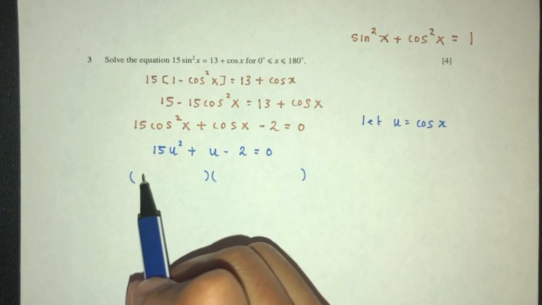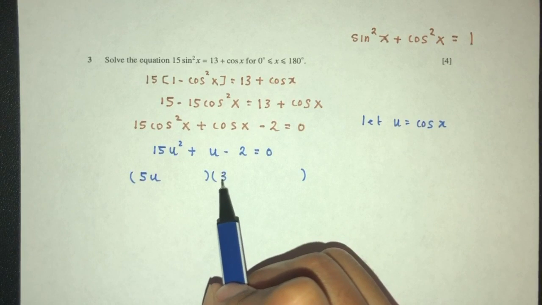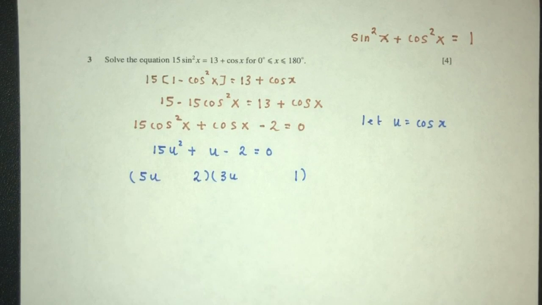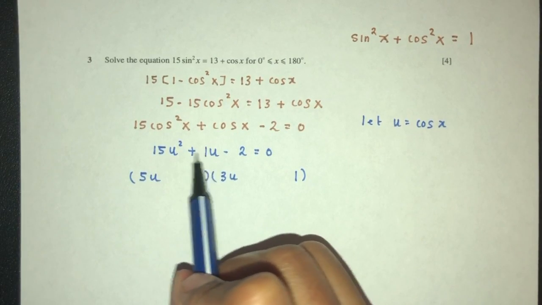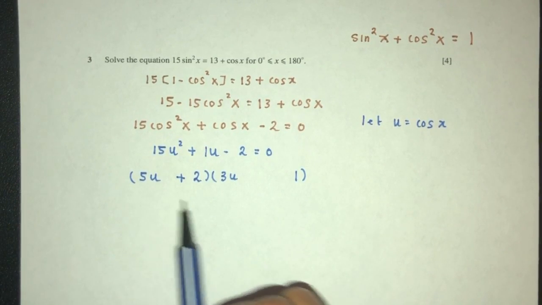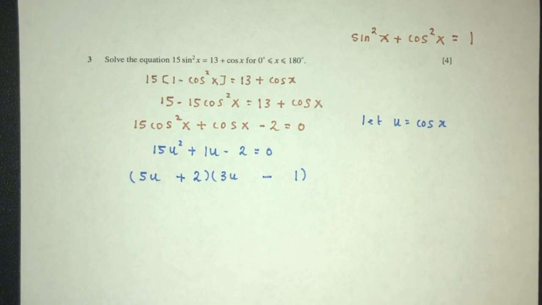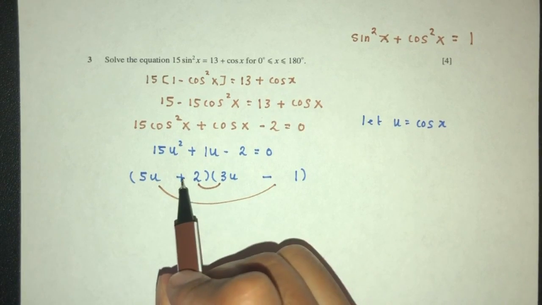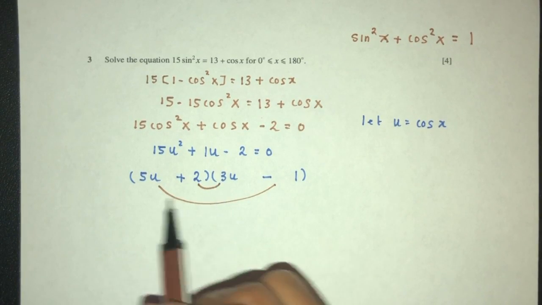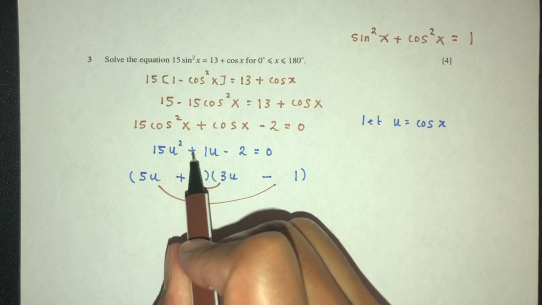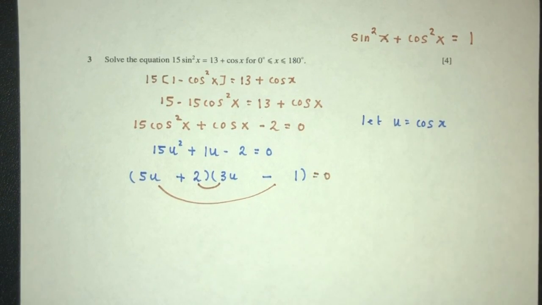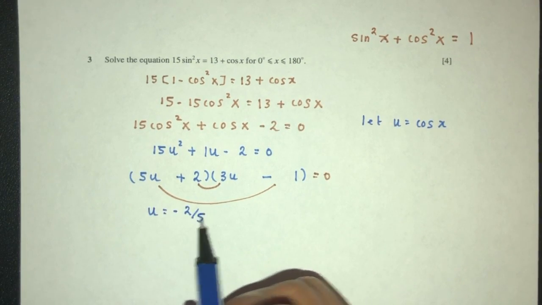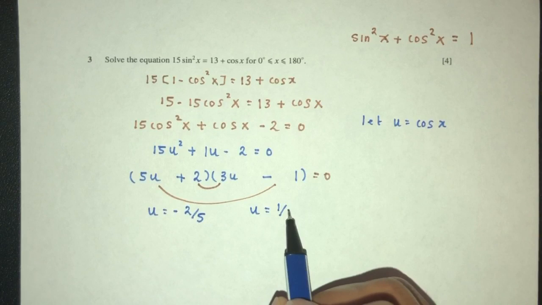What is 15? 15 is 5u times 3u, right? 2 is 2 times 1, 2 times 1. To get plus 1, we have to have plus 6 minus 5. Because we always multiply in this way, right? That will be plus 6u, and then plus minus 5u should be plus 1. So that will be your factorization. For the first one, u will be minus 2 over 5, and u here will be 1 over 3.